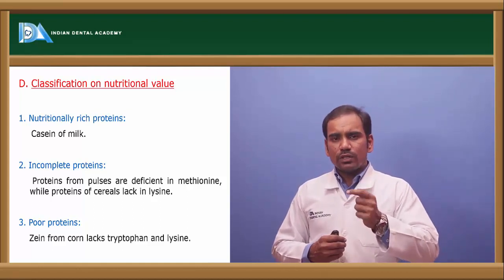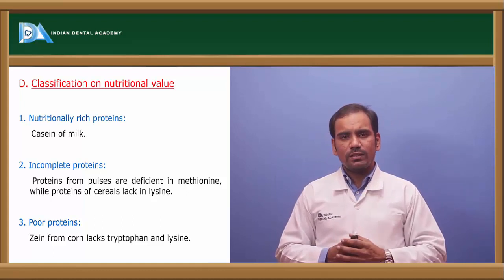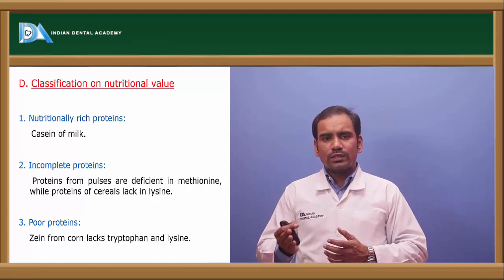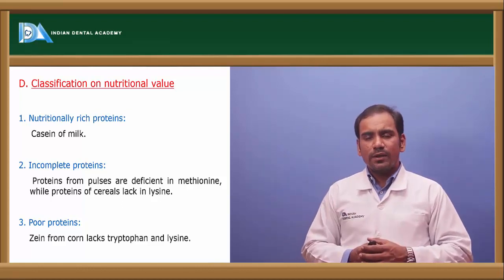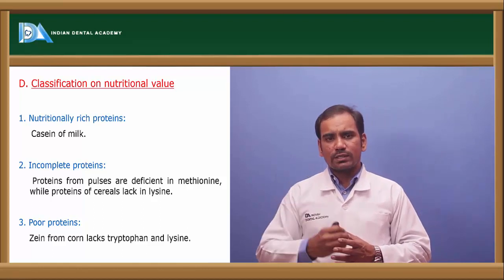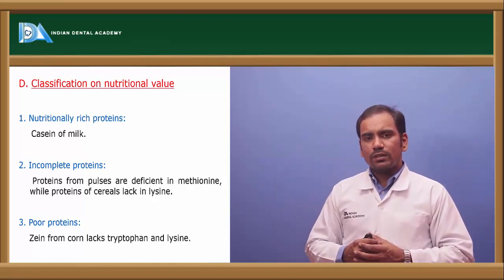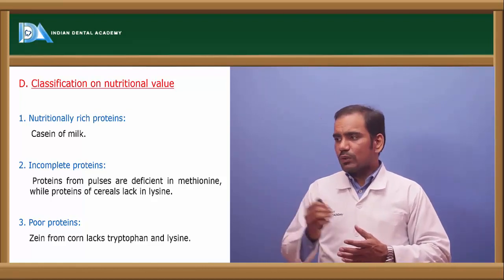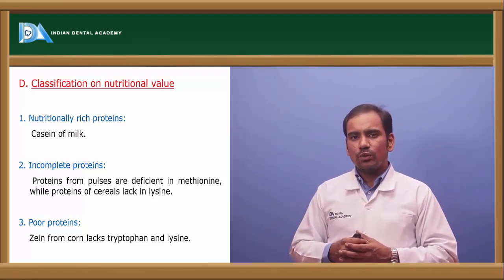So such type of proteins which lack only one essential amino acid, we call them incomplete proteins. Coming to the third type of proteins, that is poor proteins. When a protein lacks more than one essential amino acid, such type of proteins are called poor proteins. Right? So these poor proteins cannot promote growth.